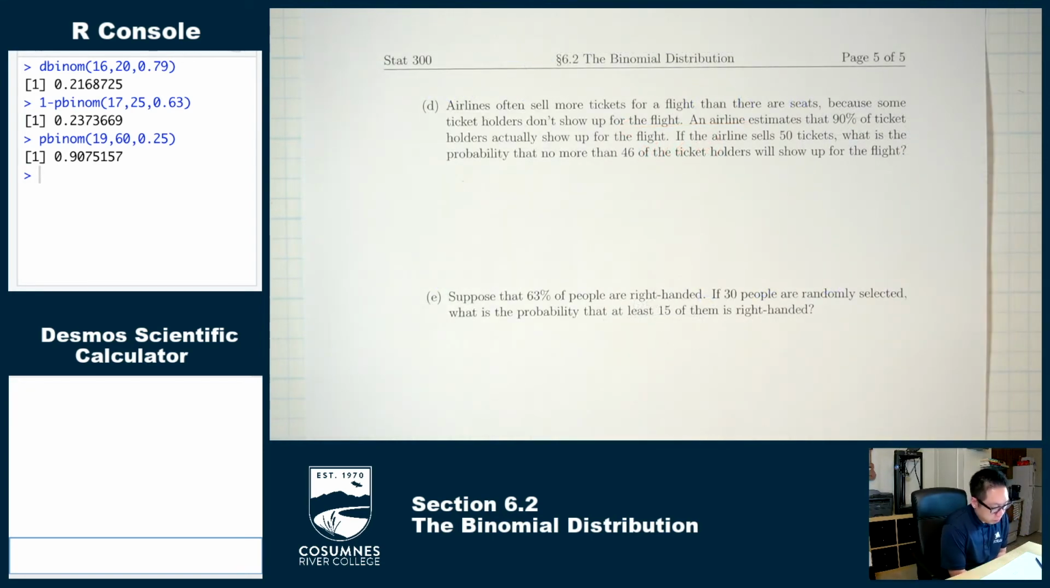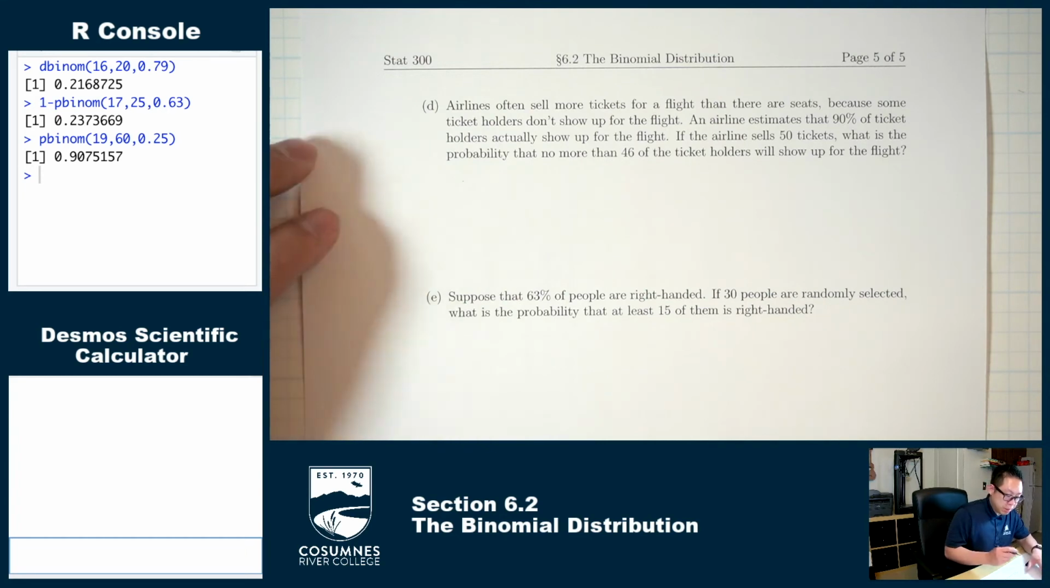Part D. Airlines often sell more tickets for a flight than there are seats because some ticket holders don't show up for the flight. An airline estimates that 90% of ticket holders actually show up for the flight. If the airline sells 50 tickets, what is the probability that no more than 46 of the ticket holders will show up for the flight?